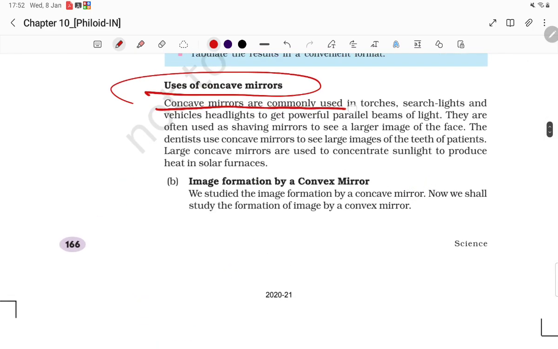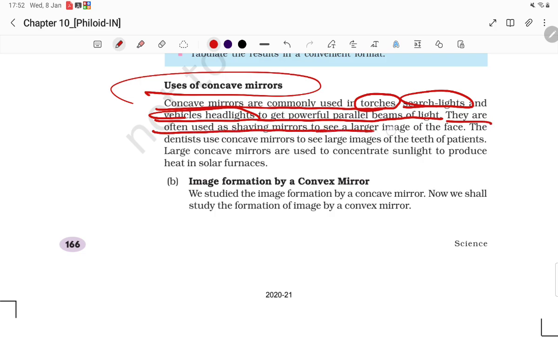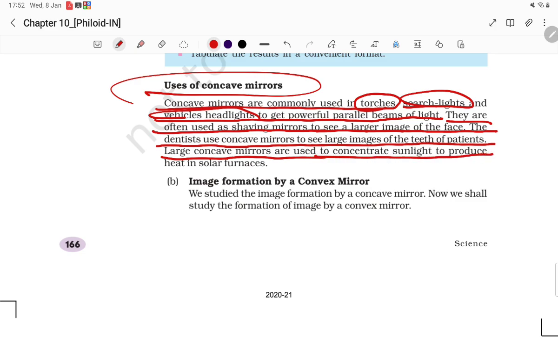Use of concave mirrors. Concave mirrors are commonly used in torches, searchlights and vehicle headlights to get a powerful parallel beam of light. They are often used as shaving mirrors to see a larger image of the face. Dentists use concave mirrors to see large images of the teeth. Large concave mirrors are used to concentrate sunlight to produce heat in solar furnaces.